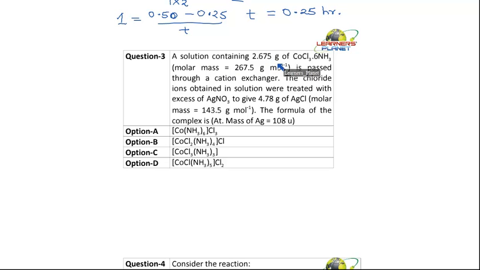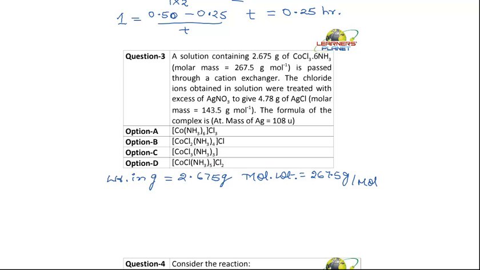A solution containing 2.75 grams of cobalt chloride, 6 ammonia, right? So what is the weight in grams given over here? So weight in grams is equal to 2.675 grams, right? What is the molecular weight given over here? That is 267.5 gram per mole, right?